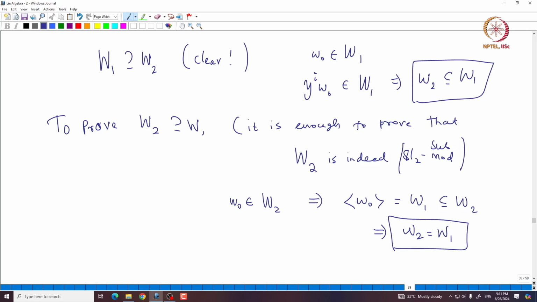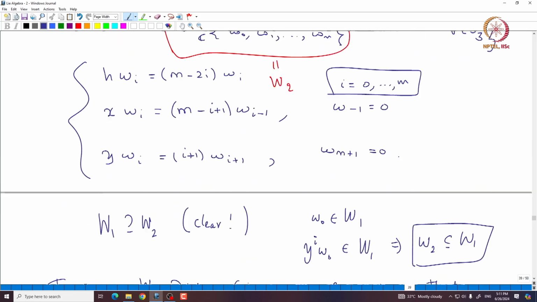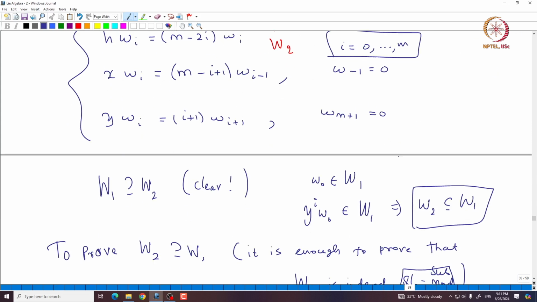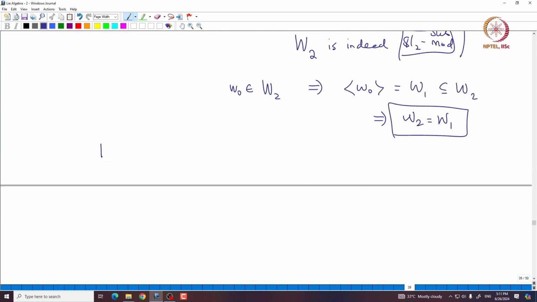To prove this is indeed an SL2 submodule, we need to check that these formulas indeed give you an SL2 action. I will leave that as an exercise, because this is a routine exercise. Whenever you take H x minus x h applied on W i, you should get 2 x W i. This is the one thing that you need to check. Similarly, there are two other formulas that one can also check. So, check that W 2 is an SL2 submodule.